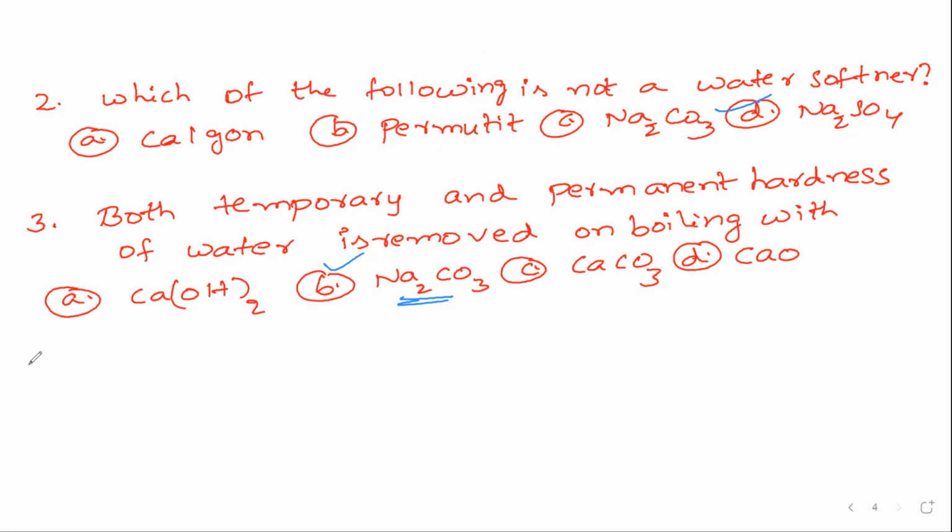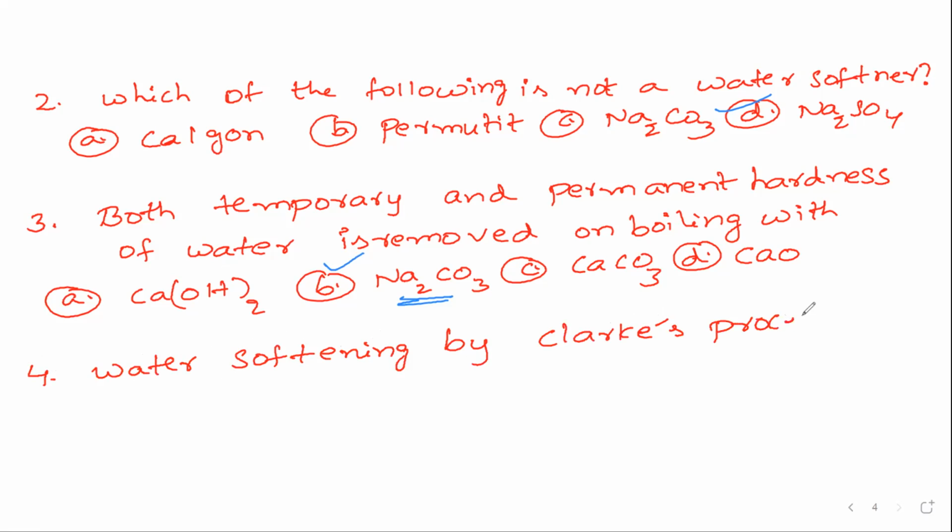Next question, question number 4. Water softening by Clark's process uses option A, calcium bicarbonate.